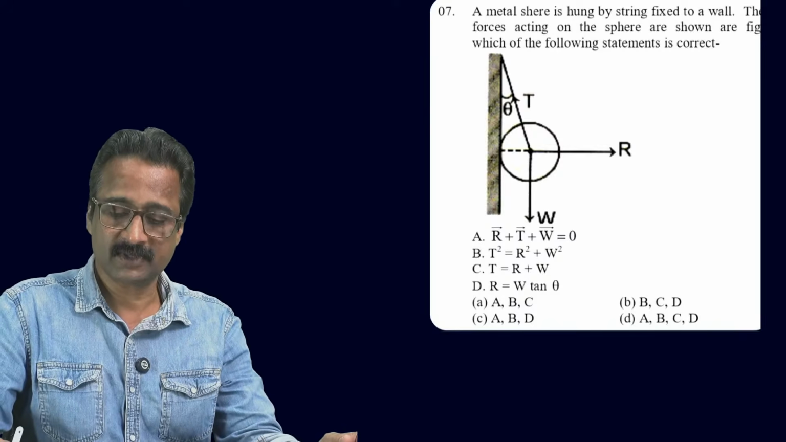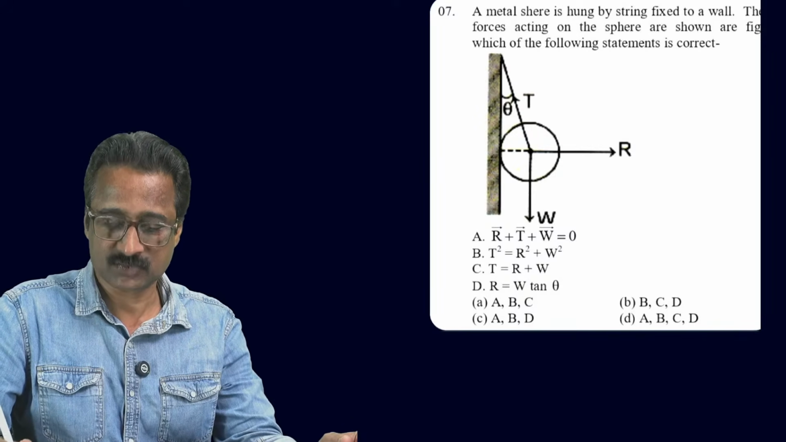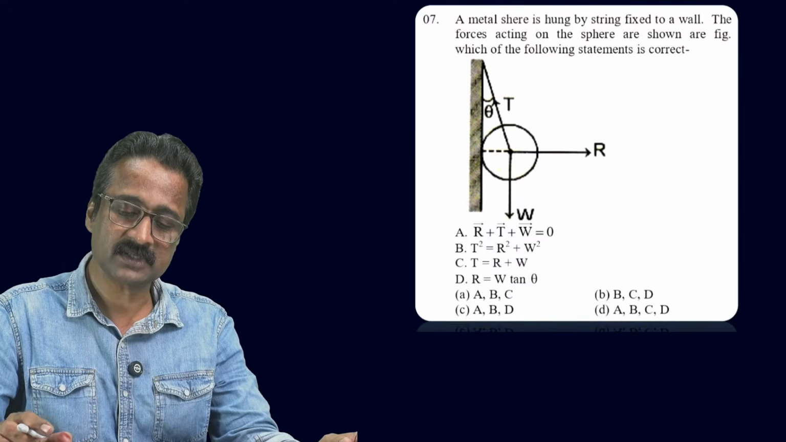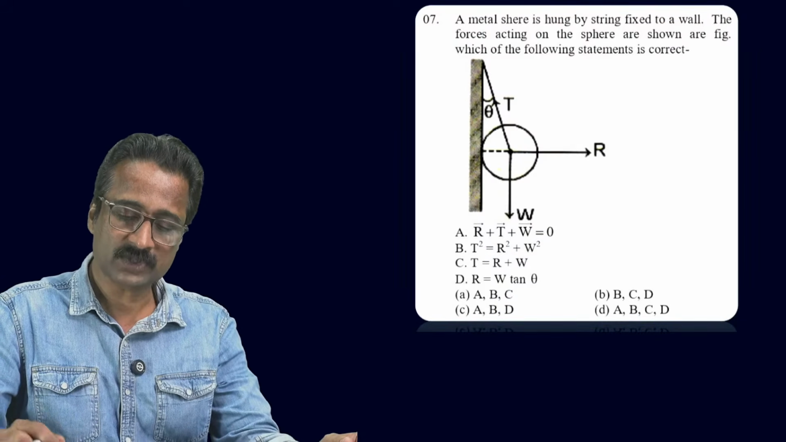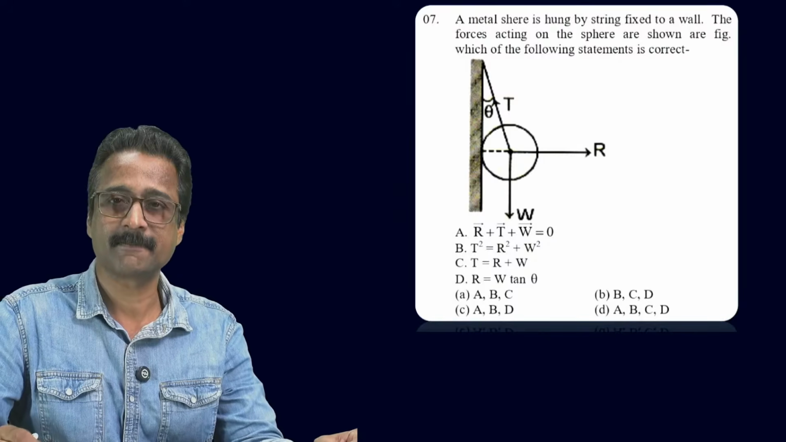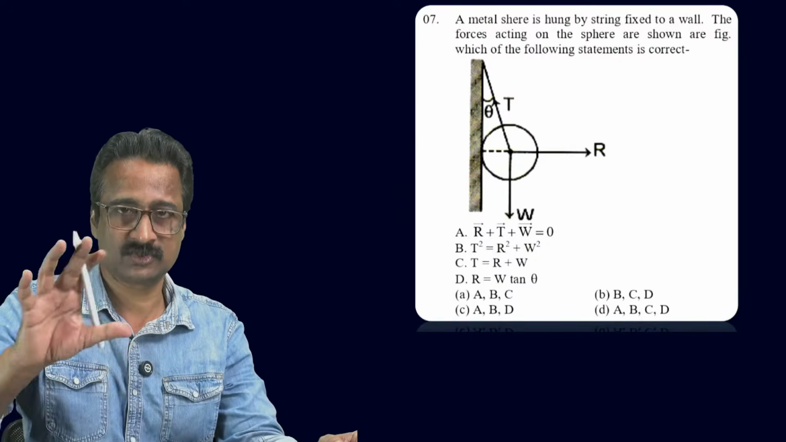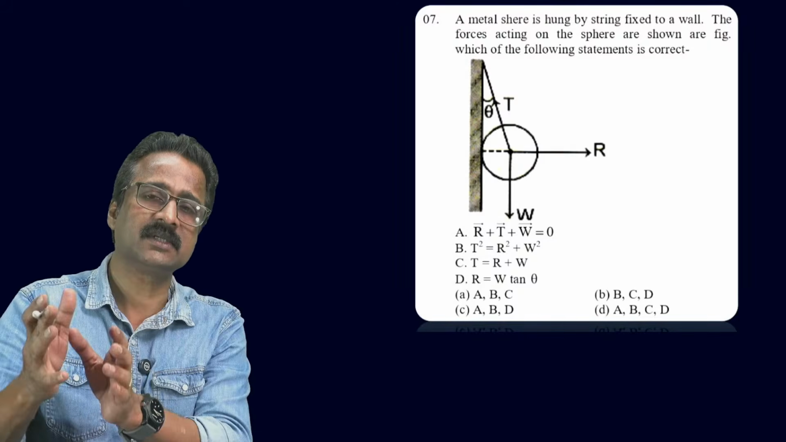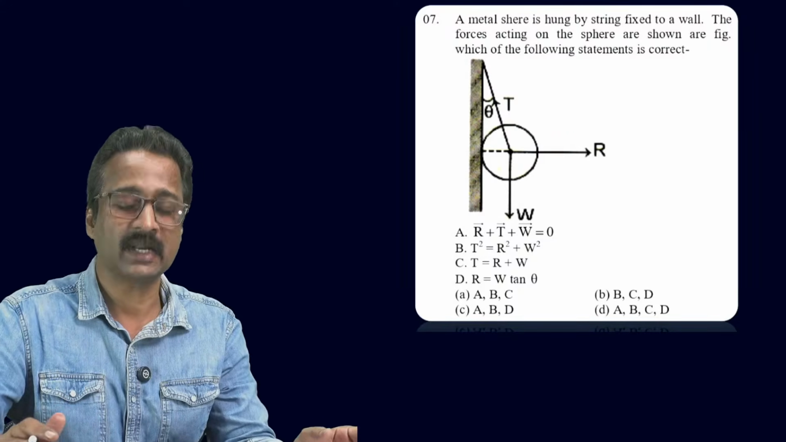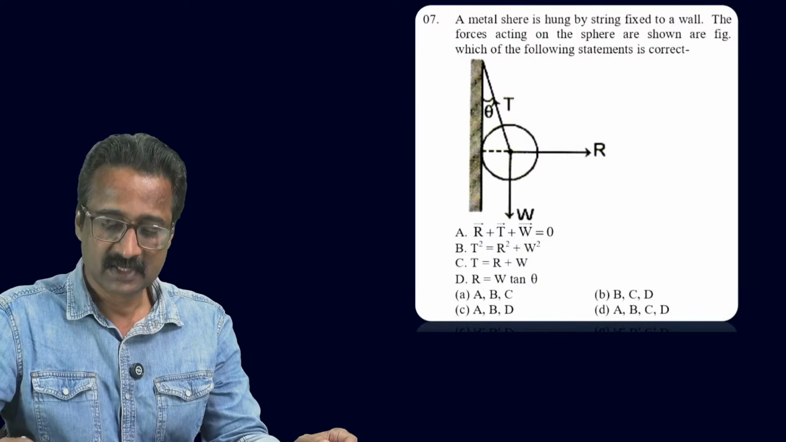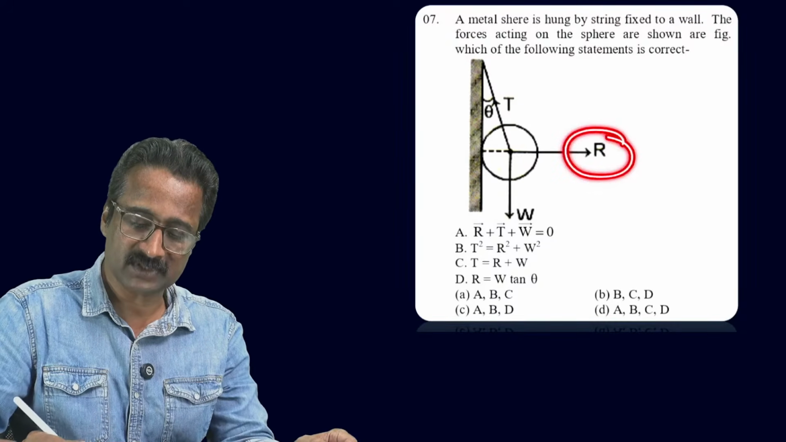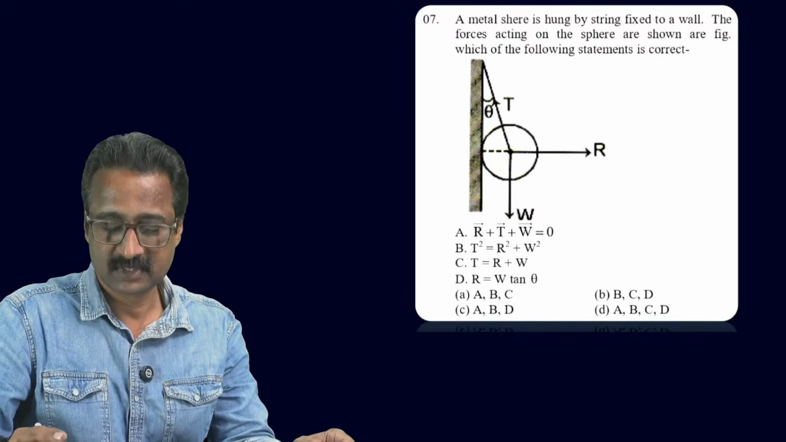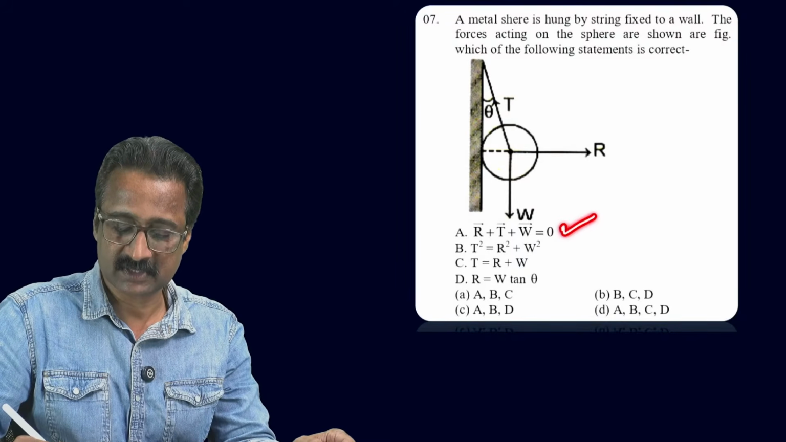A metal sphere is hung by a string fixed to a wall. The forces acting on the sphere are as shown in the figure. Which of the following statements is correct? So we have actually a huge sphere hanging on a string. You can see that the string is inclined, and partly this sphere is being supported by the wall as well. That is why the string is inclined. Now the whole question is about 3 major forces that are shown on this body, T, R and W. T plus R plus W is equal to 0.